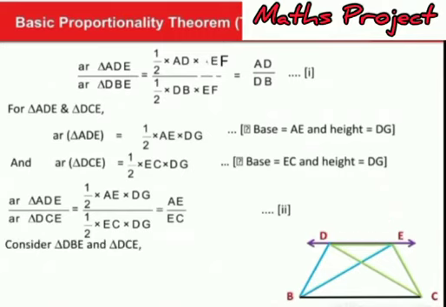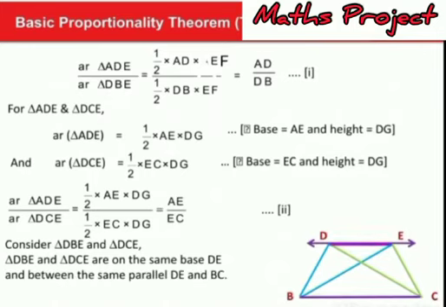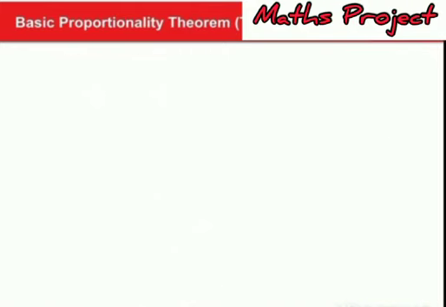Now consider triangles DBE and DCE. Triangles DBE and DCE are on the same base DE and between the same parallels DE and BC. So the area of triangle DBE is equal to the area of triangle DCE. This is our third point.